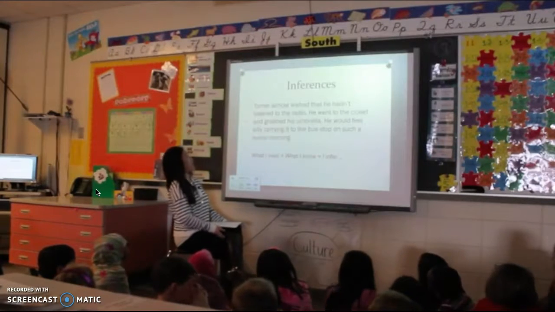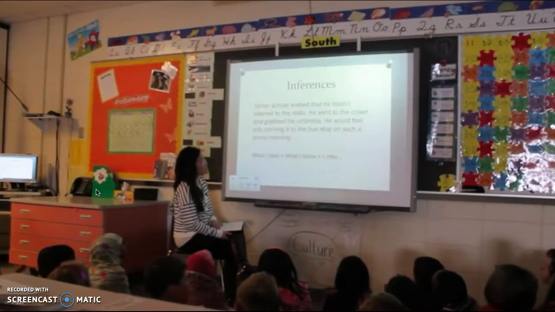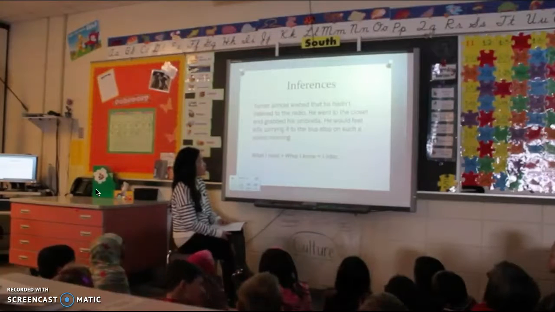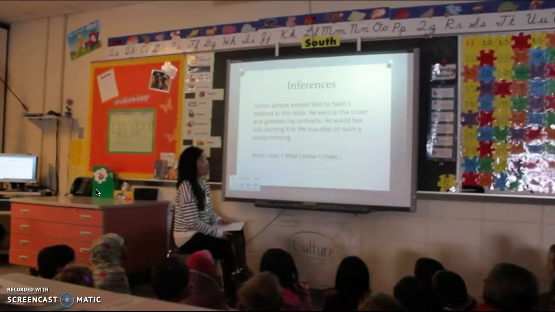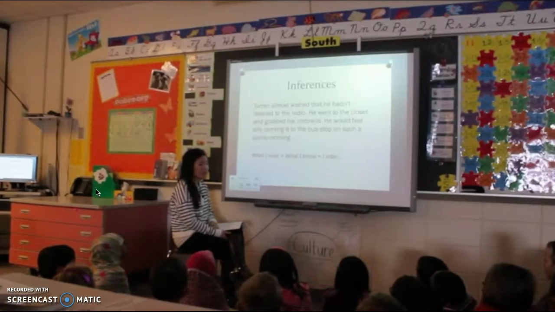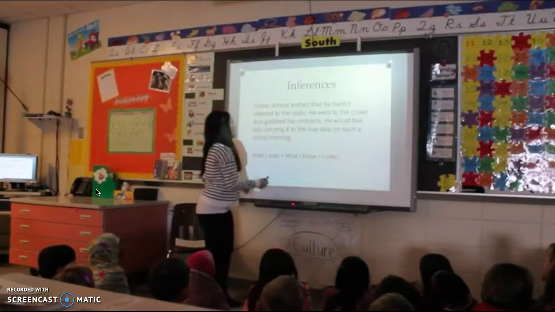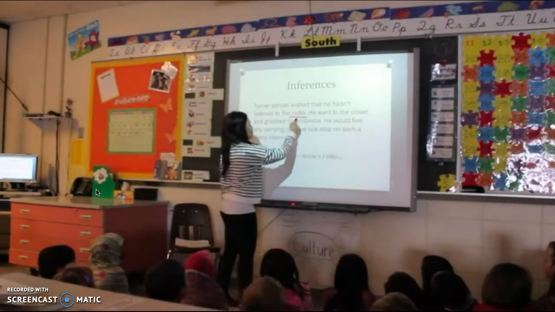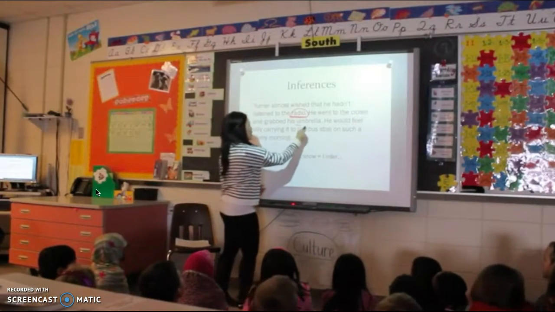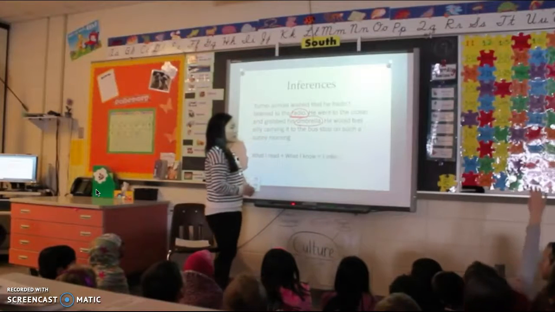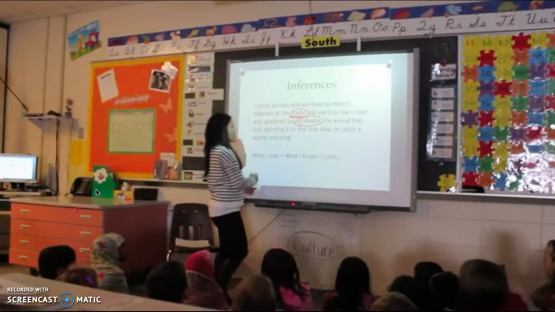So here is a paragraph. I'm going to read it. It says, Turner almost wished that he hadn't listened to the radio. He went to the closet and grabbed his umbrella. He would feel silly carrying it to the bus stop on such a sunny morning. So what do I read? I'm going to circle some key details. So what I saw was he listened to the radio. Okay. He grabbed his umbrella. Okay. And he felt silly carrying it to the bus stop.